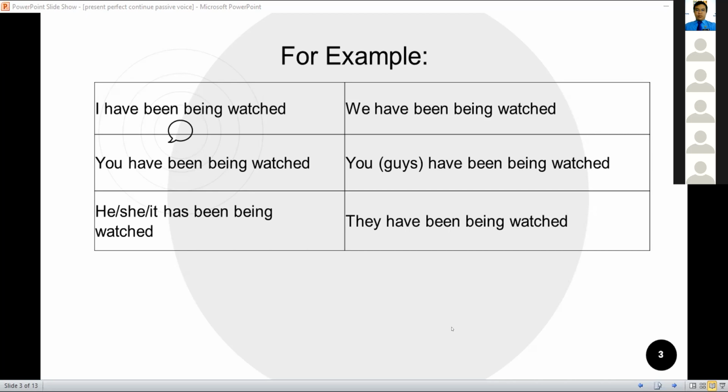We use the present perfect in the passive voice. We use it in the active form to talk about recent actions, experiences, and ongoing actions in situations.